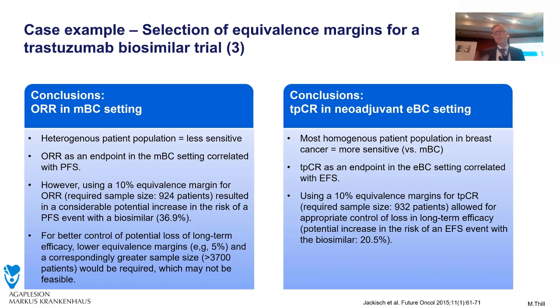And for total PCR in neoadjuvant early breast cancer setting, we have, in comparison to metastatic setting, a more homogeneous patient population to show differences. Because they are not treated, they are healthier, they don't have these comorbidities because they're not metastatic. So therefore, we recommend to go for a study in the neoadjuvant setting with an endpoint that is defined as total PCR, and then you can correlate your PCR later on with event-free survival using a 10% equivalence margin.